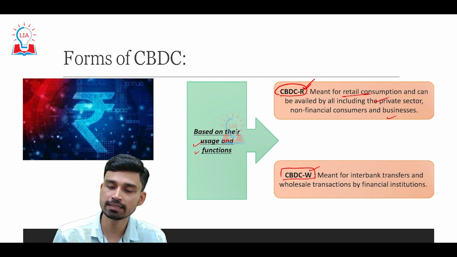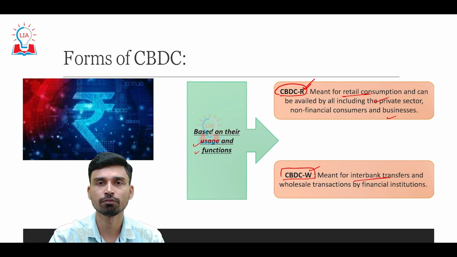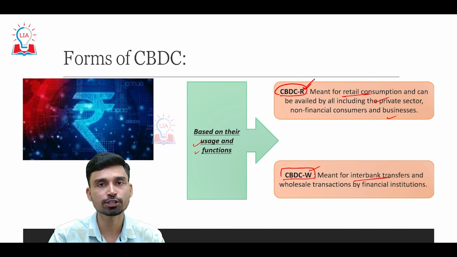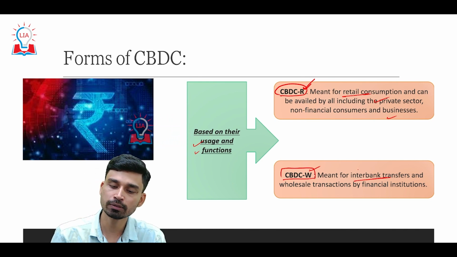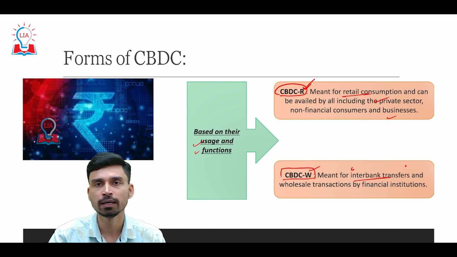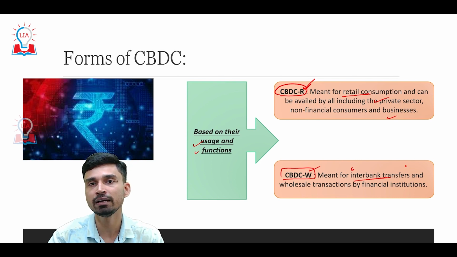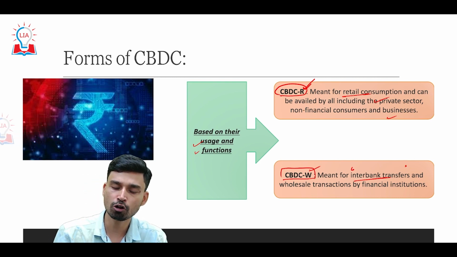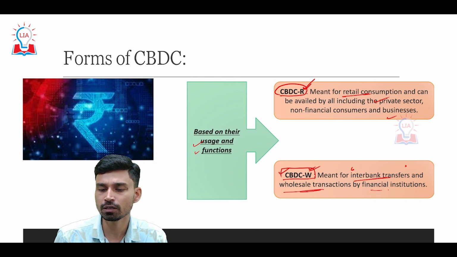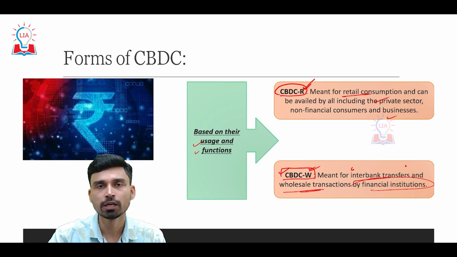This kind of digital currency is meant mainly for interbank transfers. For example, on one side you have State Bank of India, on the other side Bank of Baroda, and some transaction has to take place between these two banks. For that purpose, they will take the help of CBDC-W. Even transactions in fulfillment of the cash reserve ratio or the repo rate requirement, between the central bank and different commercial banks in India, can take place through CBDC-W. So this kind of digital currency is meant for wholesale transactions, mainly by financial institutions, not retail traders or retail investors.